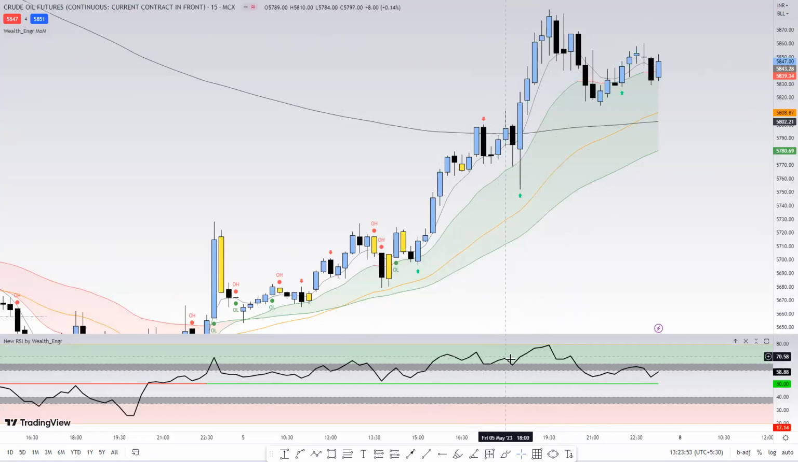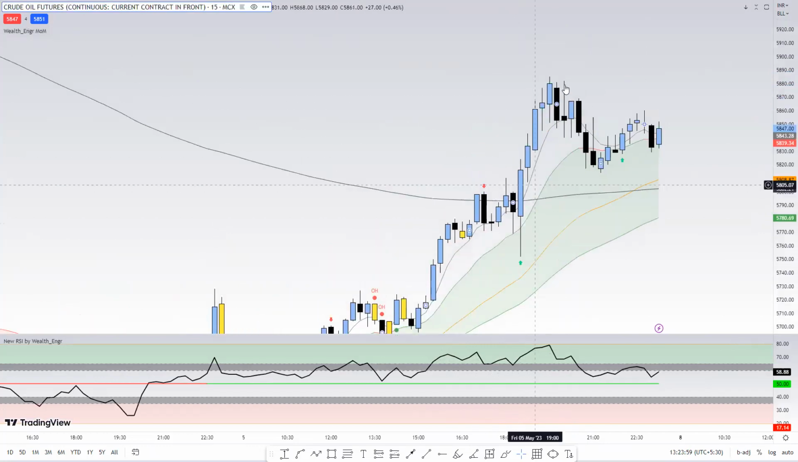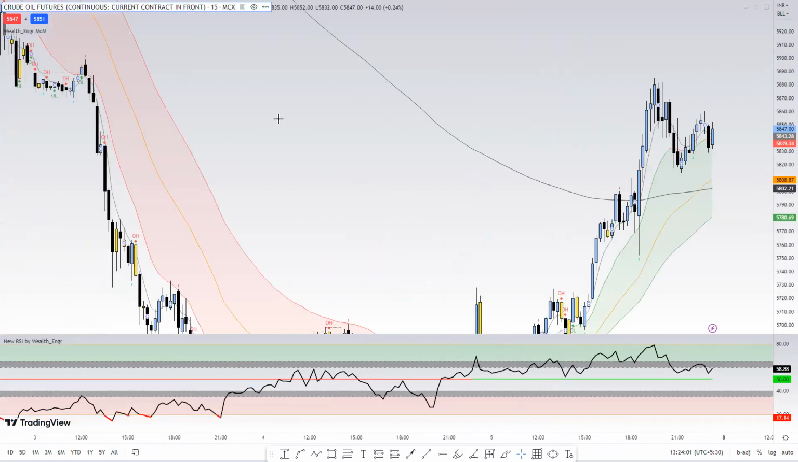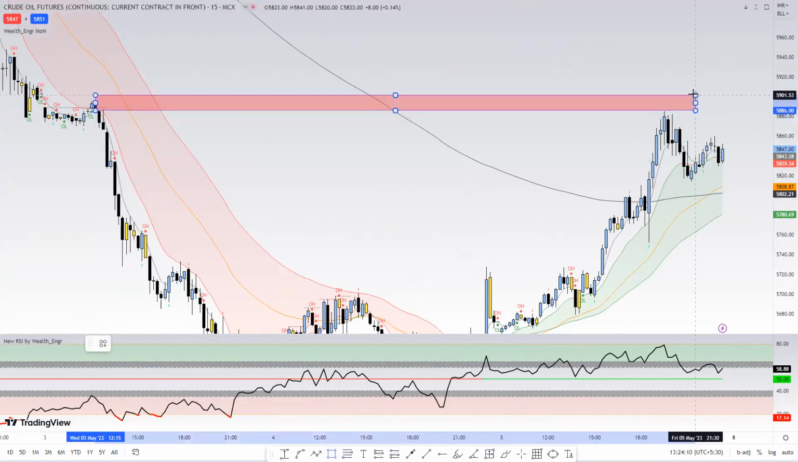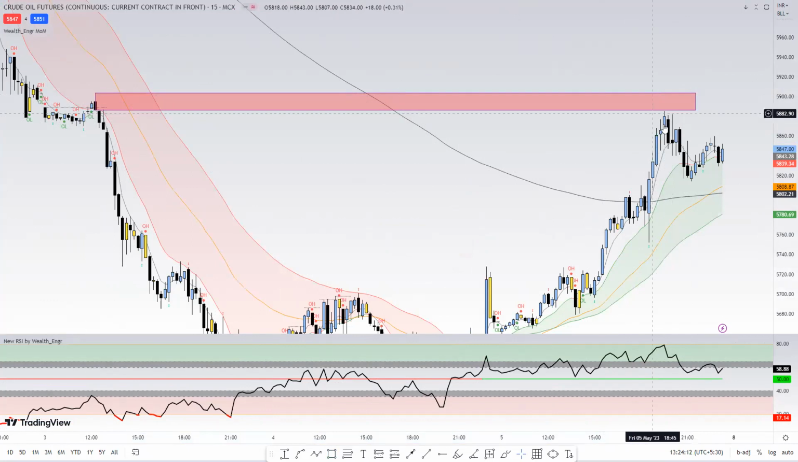Since RSI is above 60, and no candle has closed below 5 EMA, I have entered that trade here, and I exited over here. Why did I exit here? Because there is a decisional order block exactly at this place, so that is the reason for my exit, and this is my entry point. This is a very good point.